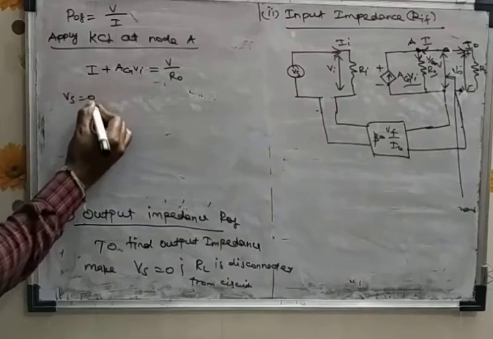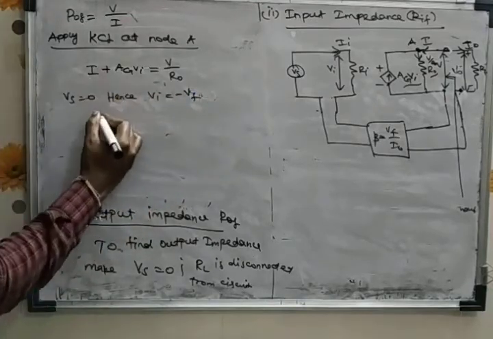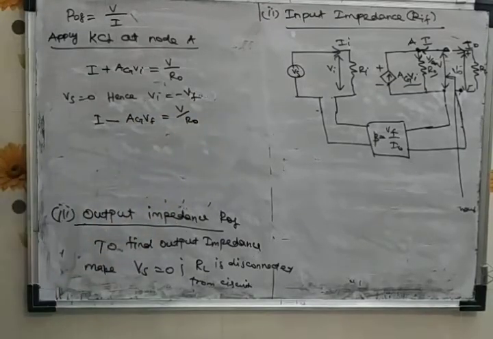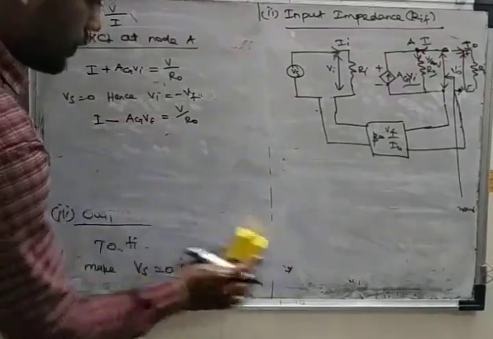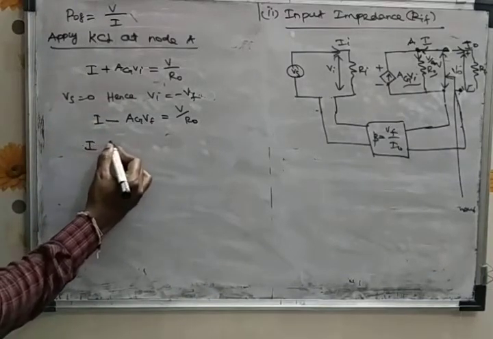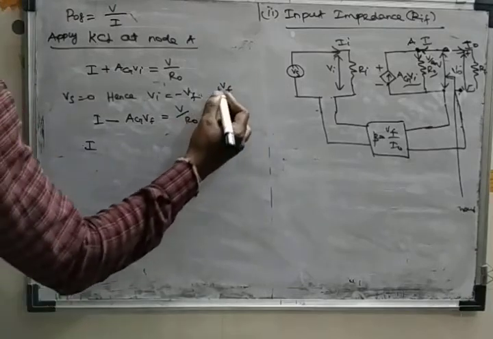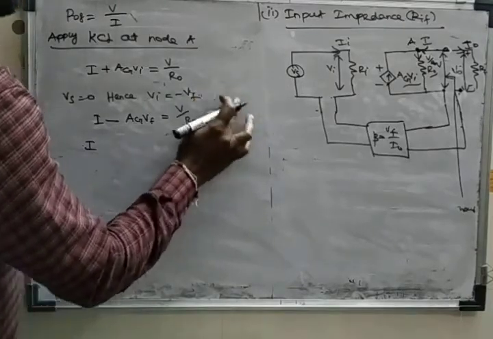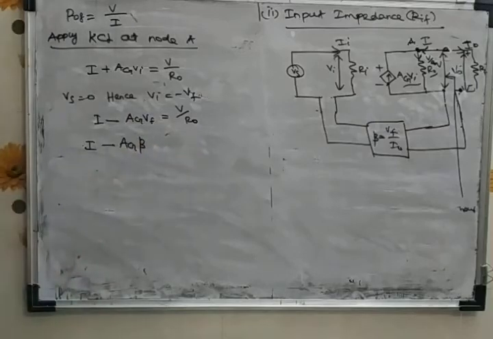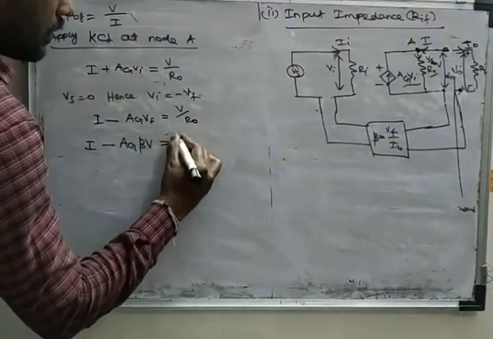So Vs is equal to 0, hence Va is equal to minus Vf. So I minus Ag Vf is equal to V by R0.